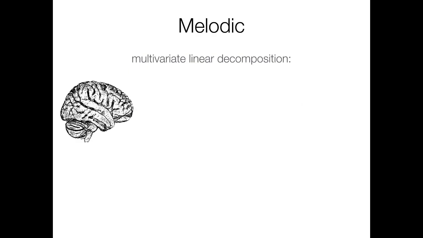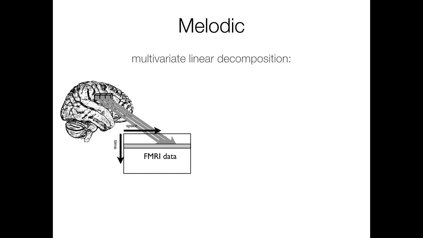The tool which we use in FSL to perform ICA is called melodic. Melodic starts with a typical 4-dimensional fMRI dataset where the first 3 dimensions represent space and the 4th dimension represents time. We rearrange this into a 2-dimensional matrix where each row corresponds to a different time point and each column corresponds to a different voxel. So we work with a time by space matrix.